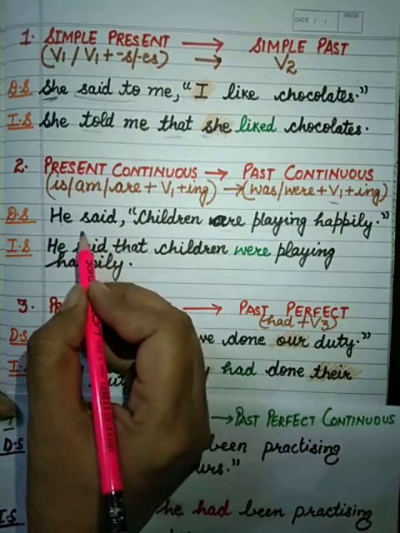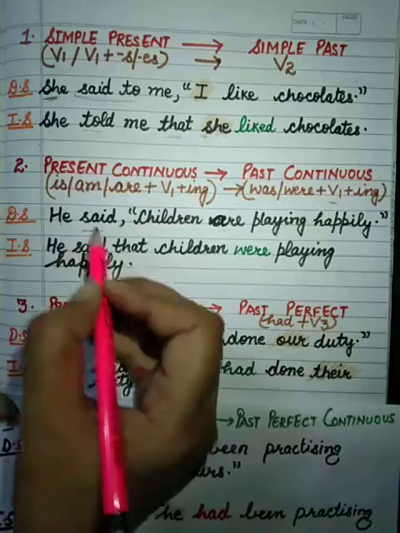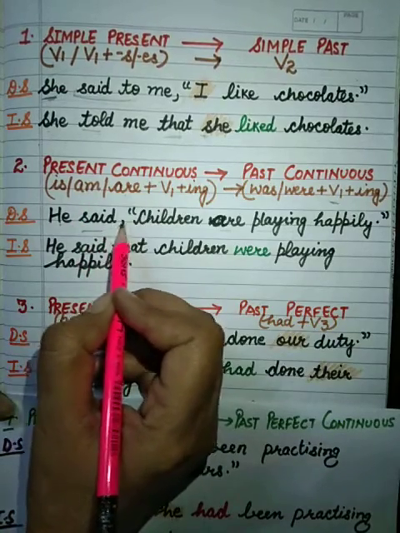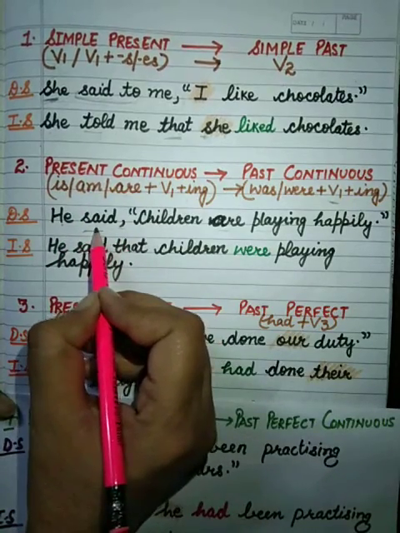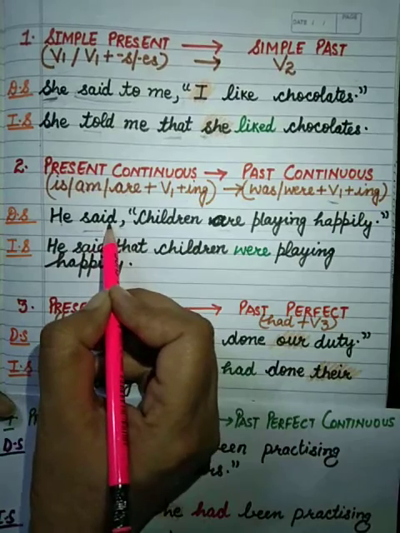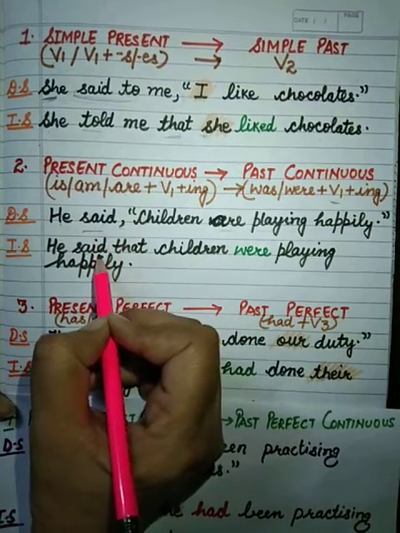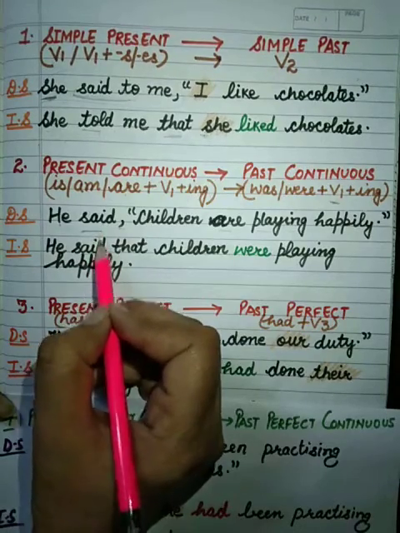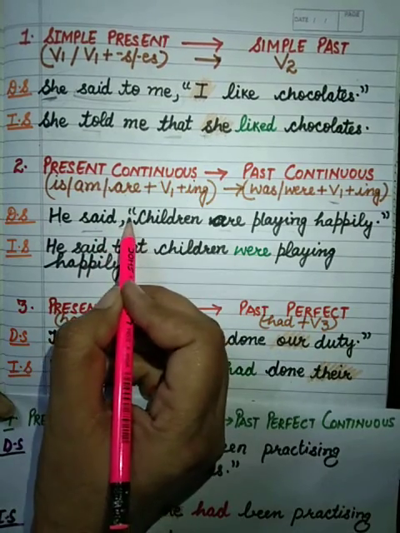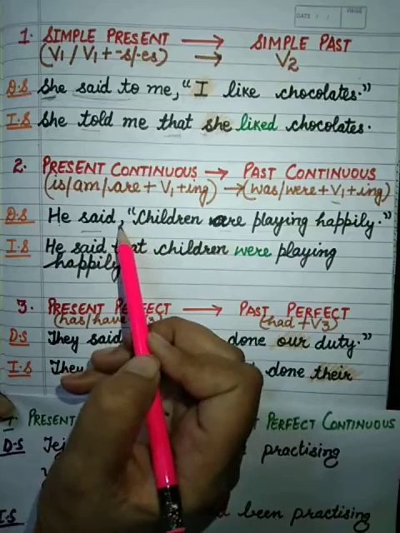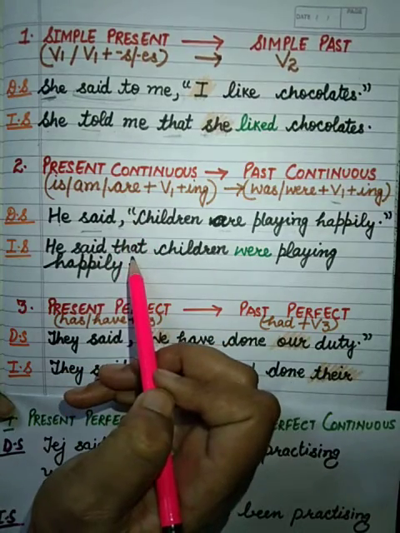He said. Here said remains said. Why? Because no object is given here. He said. To whom? We don't know. It's only said. It's not said to. Okay. So said will remain said. Will not change the reporting verb. Remove these quotation marks and this comma and use conjunction that.